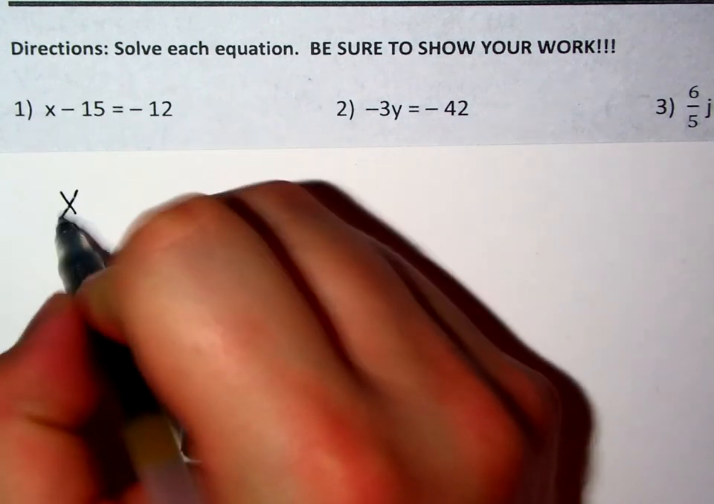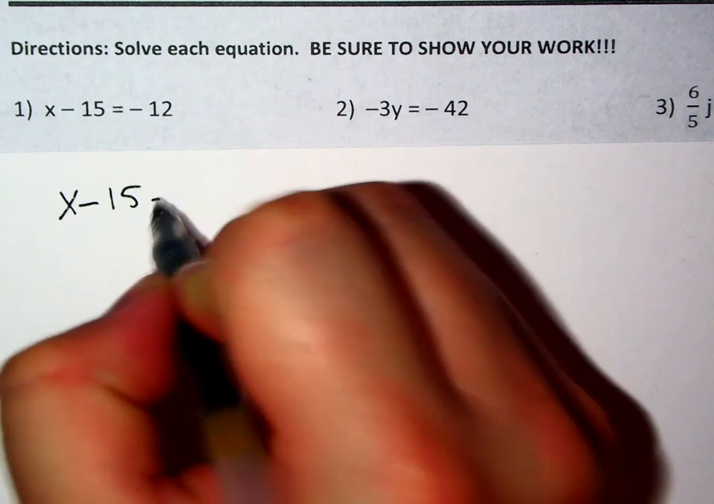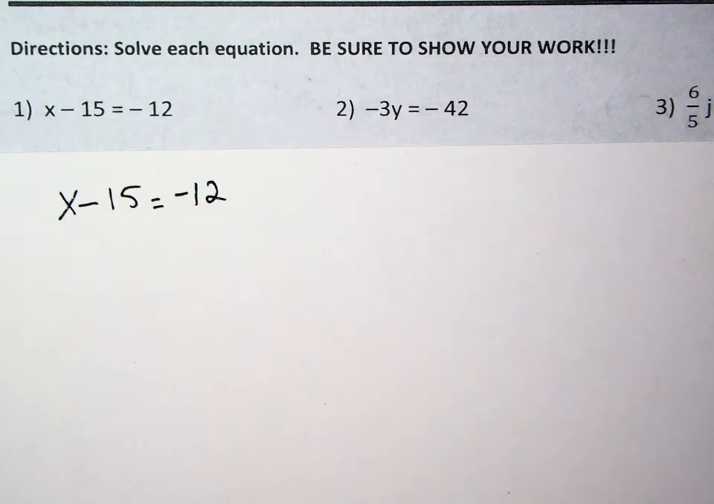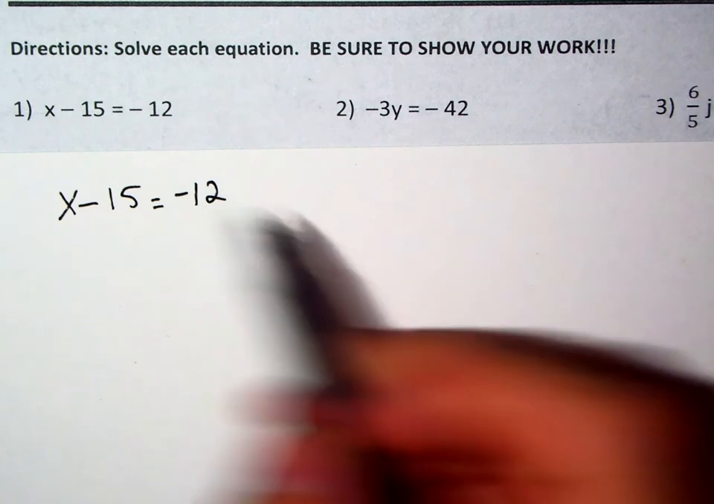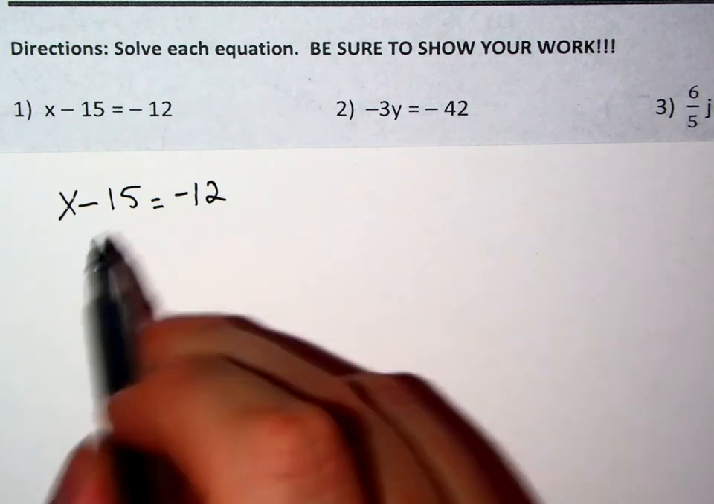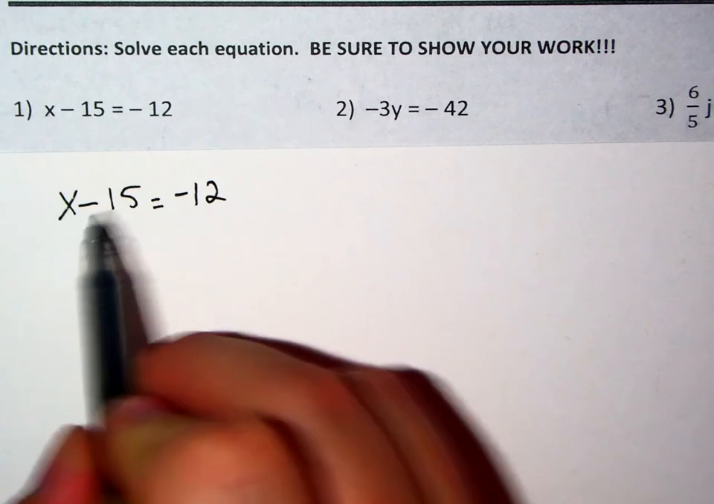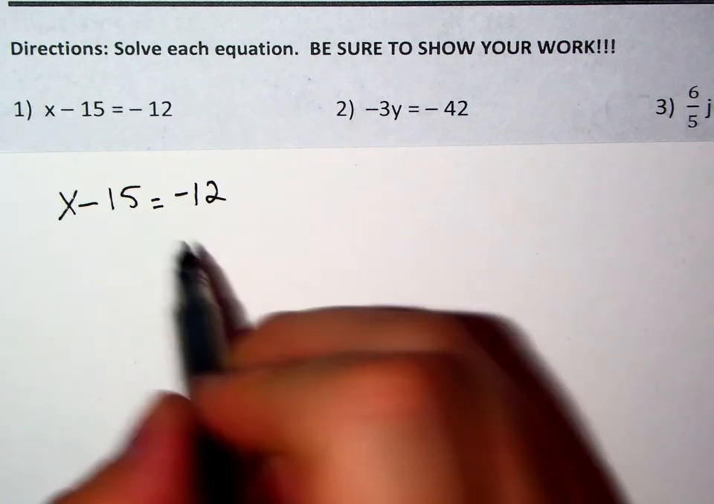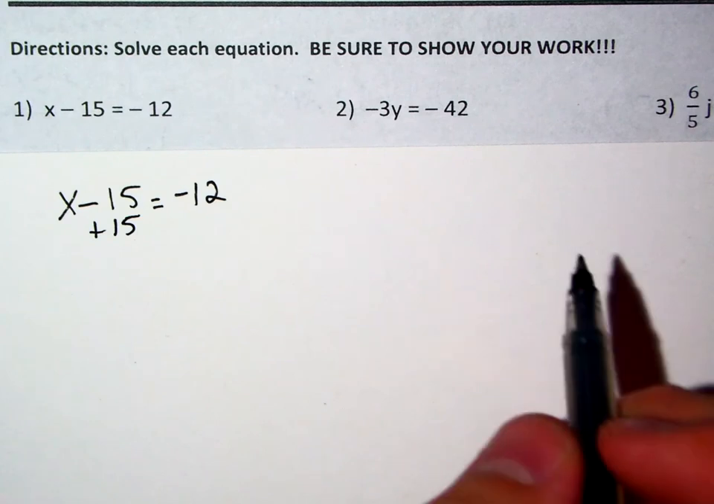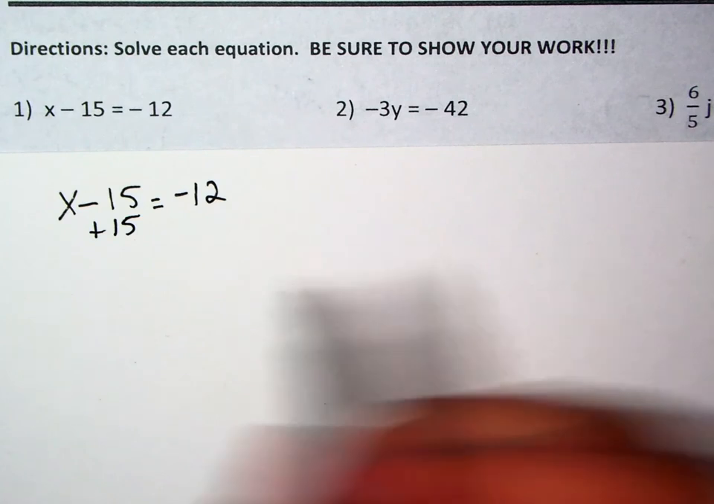So, x minus 15 equals negative 12. I want x to be all by itself, and in order to accomplish this, I need to add the opposite of whatever is attached to x. Well, I have a negative 15 attached to x, so I need to add 15 to cancel out the 15 on the one side of the equation.